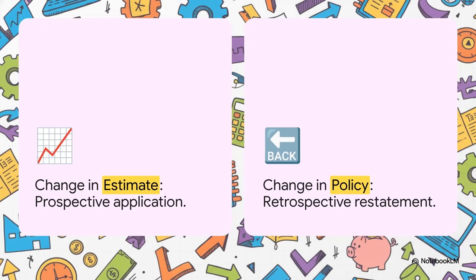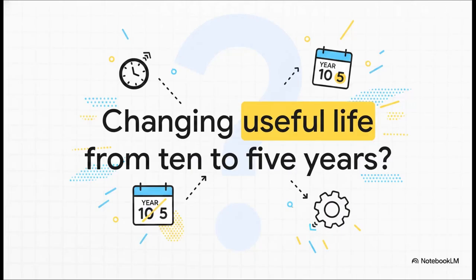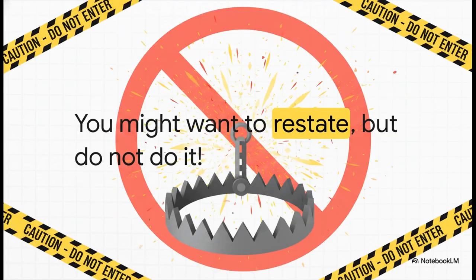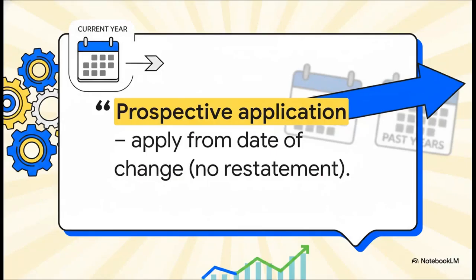Why? Because accounting policies require a full retrospective restatement. Imagine a classic exam scenario. What if we're changing the useful life from 10 to 5 years? You might totally want to restate past financials, but wait, here's the catch. To secure those marks, apply it only from the current year, never, ever earlier.